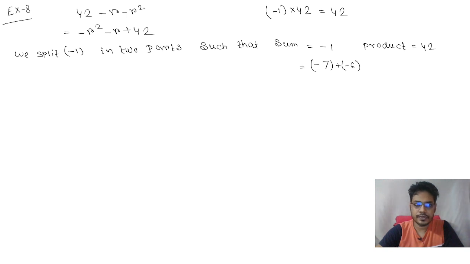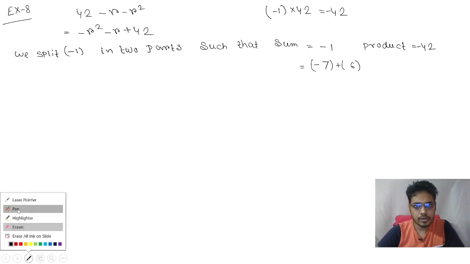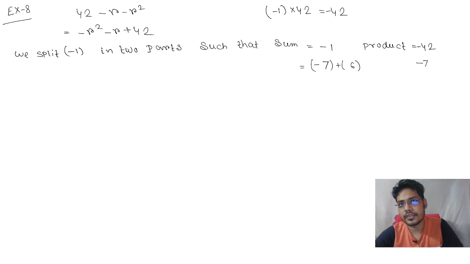Minus 7 plus 6. Let's see. 42 is plus. Okay. This is minus 1. So minus 1 into 42, that is minus 42. If it is minus 42, it's very easy. Now minus 7 and 6 gives you minus 1, and minus 7 multiplied by 6 gives you minus 42.